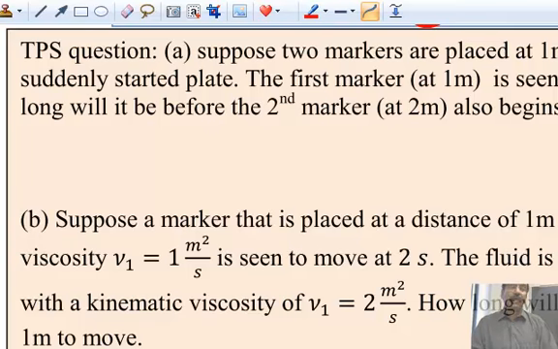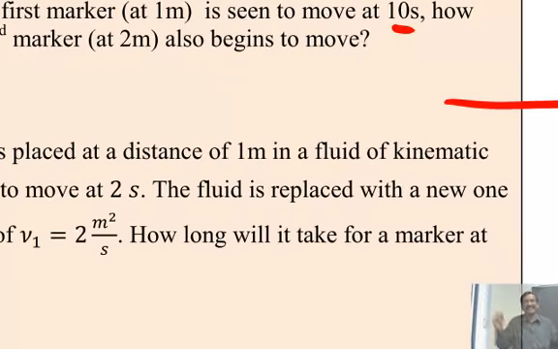So I'm doing an experiment. Okay, in the experiment I have two markers. One is at 1 meter, the other one is at 2 meters. And I'm pushing the plate at the bottom. Okay, and the first marker at 1 meter begins to move at 10 seconds. Until then it doesn't move. Of course, the fluid below that will keep moving. Okay, and the question is, how long will it be before the second marker at 2 meters moves?